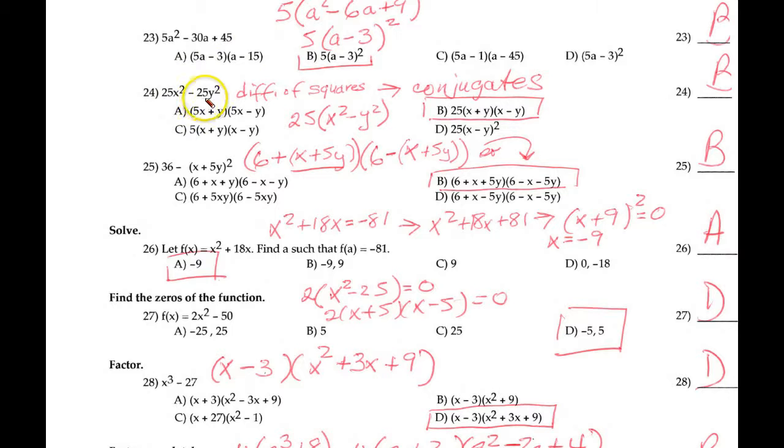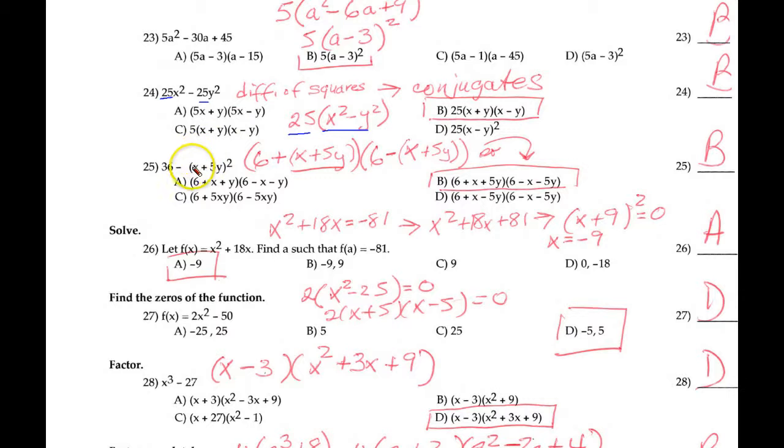Now here, these are both perfect squares. There's a negative sign between them. So this is what we call the difference of squares. But before you do that, you had to factor out a common factor of 25. And then now this will factor into its conjugates. So there's the 25, and then the conjugates of that is this. Again, they don't make really wrong answers. You have to look at it very carefully.